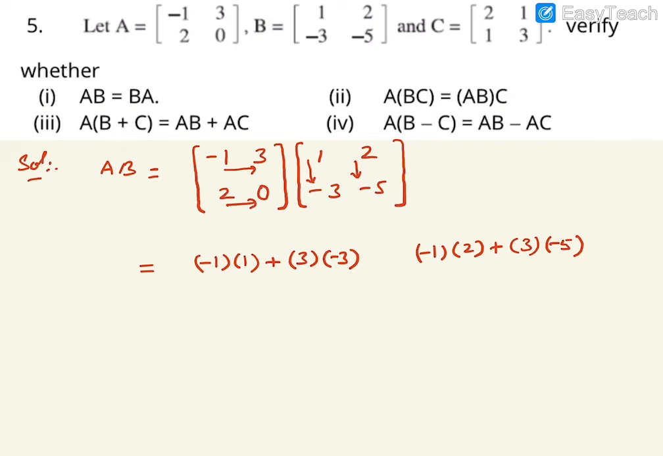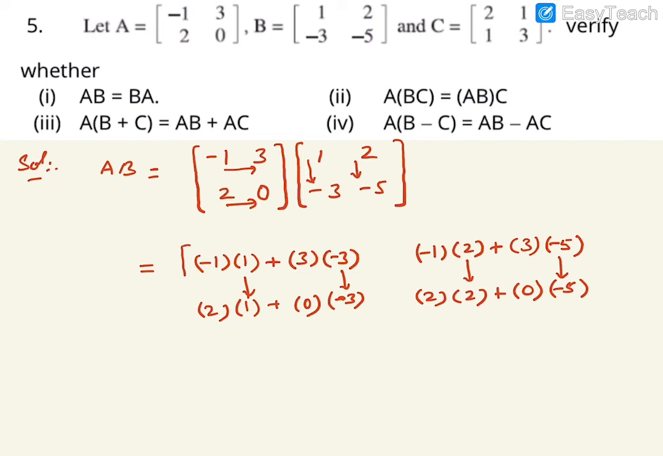Same, second row with first column. Second row has elements 2 and 0. So write here 2 and 0. And this one you can copy from here, minus 3 from here, 2 and minus 5. This I am copying. Column elements will be the same, only the row will change. So that's why we can copy like this. In the exam, no need to put these arrows, okay? This is only for your understanding.